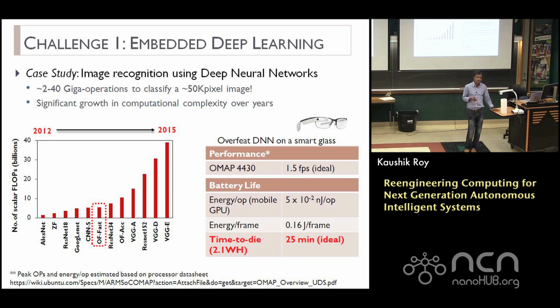And it turns out, under ideal conditions, if you really want to have that Google Glass and be able to recognize people, the time to die for the battery is about 25 minutes. And if you consider non-ideal, real life conditions, it's probably going to be 15 minutes or so. Okay? So obviously, you can't keep on replacing batteries every 15 minutes. That doesn't work well. So again, there's a need for coming up with the right kind of architectures and devices that can potentially give you much better battery lifetime.